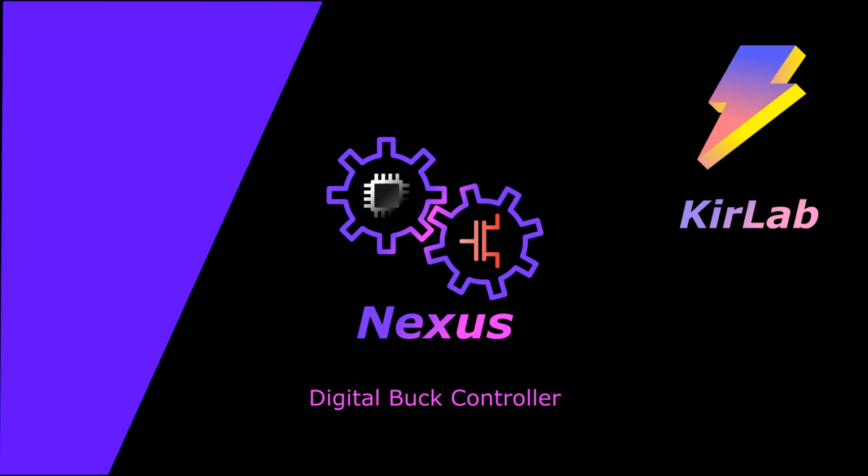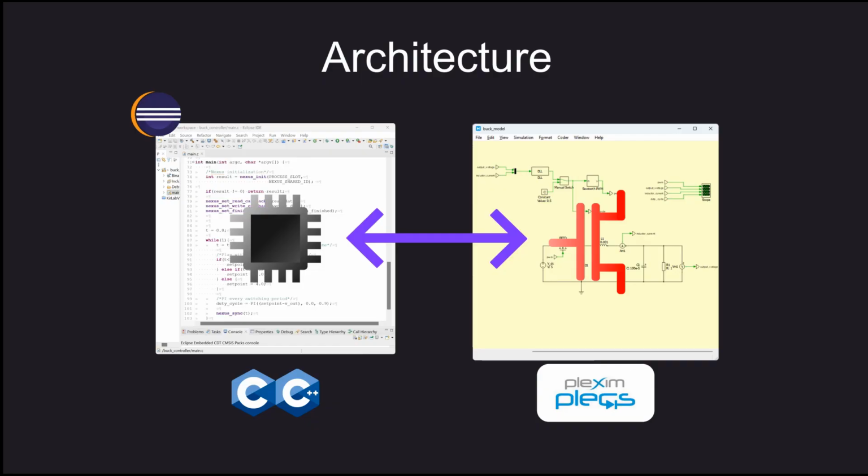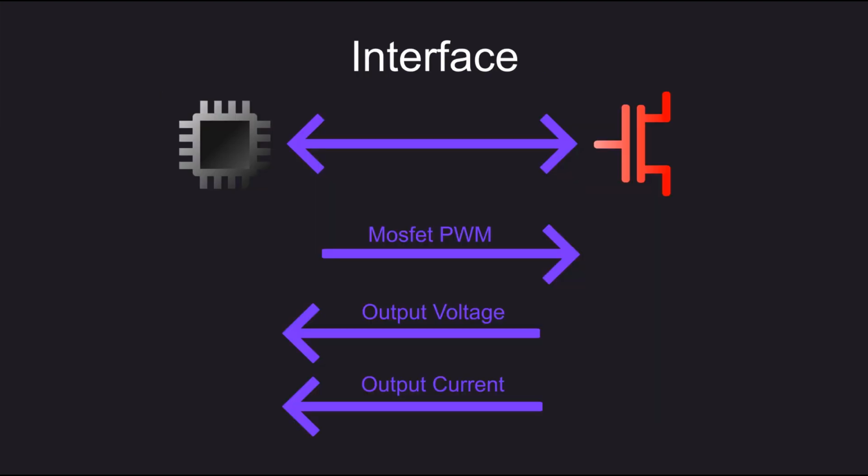We will cover the creation of a digital buck controller from scratch. The power electronics will be running in Plecs, and the controller will be an application written in C. They will be running in independent but synchronized processes, showcasing Nexus capabilities. They will be sharing signals, as the measurements generated in the power stage, and the duty cycle that will control the switch.